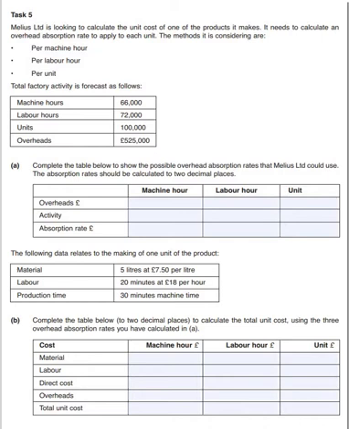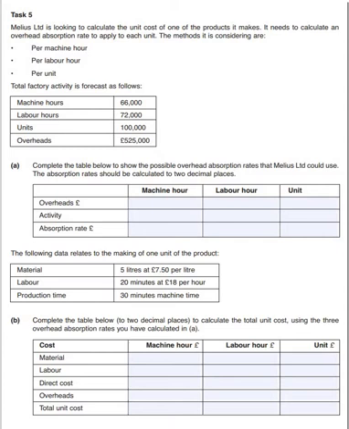So we're given the total factory activity that is forecast. So it plans to use 66,000 machine hours, 72,000 labour hours. It's going to produce 100,000 units and the overheads are going to be £525,000. So part A is asking us to complete the table below to show the possible overhead absorption rates that Mellis Limited could use. The absorption rate should be calculated to 2 decimal places.